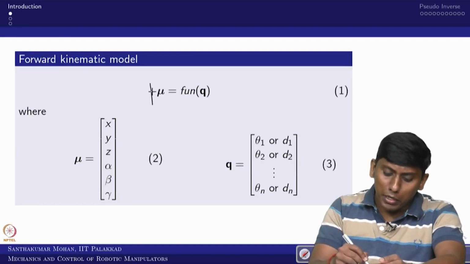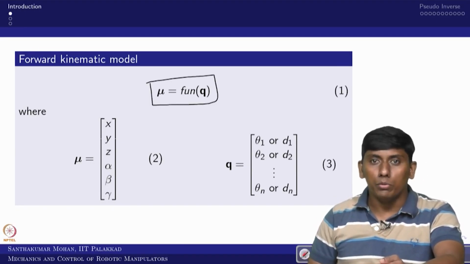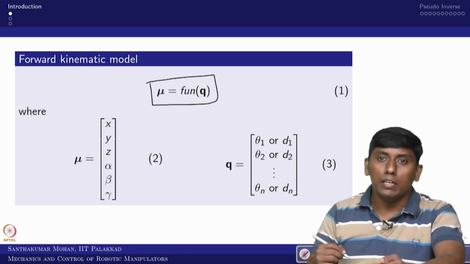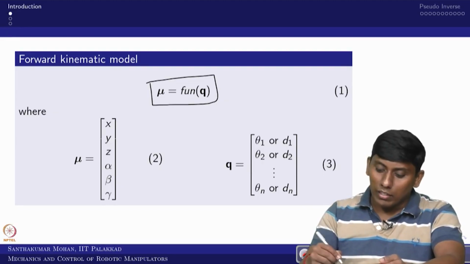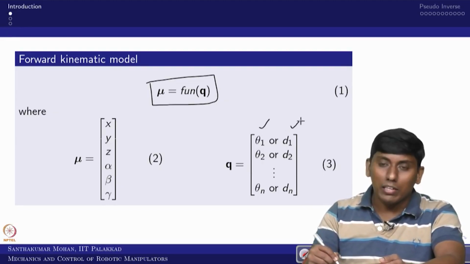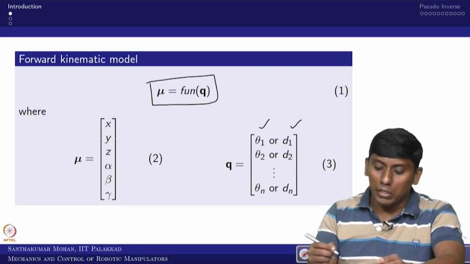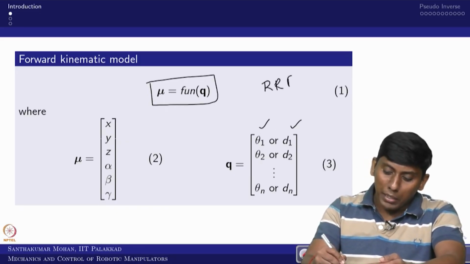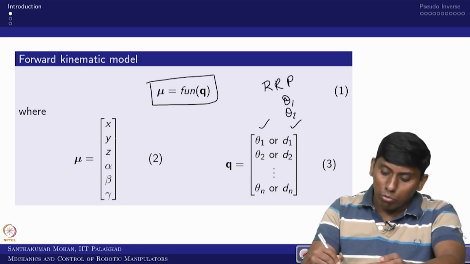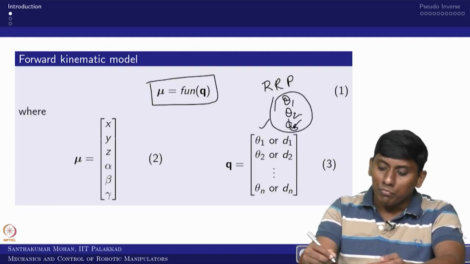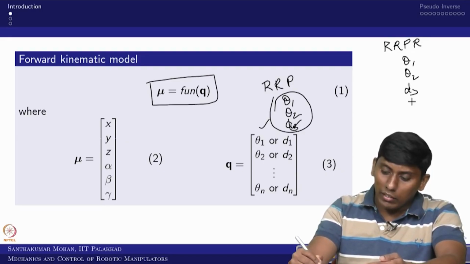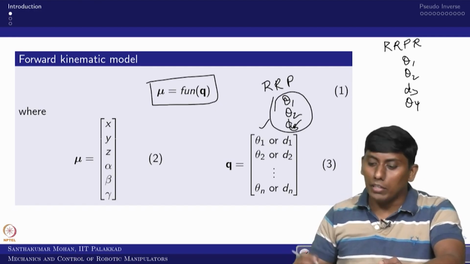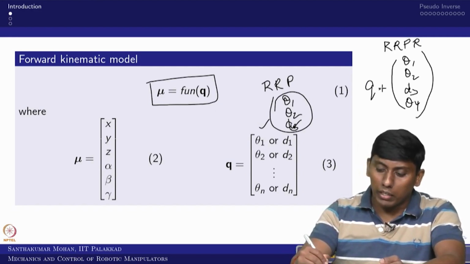So we know the forward kinematic model as mu equal to a function of q, where q is a vector consisting of theta 1 to d n, in the sense, a rotary joint or a translation joint. So then theta 1 or d1 would be there. For example, if I have RRP, then theta 1, theta 2 and d3 would be the variables. If I have PR, then it would be theta 1, theta 2, then d3 and theta 4. Like that I would be having a vector. So this is what you call the q vector.